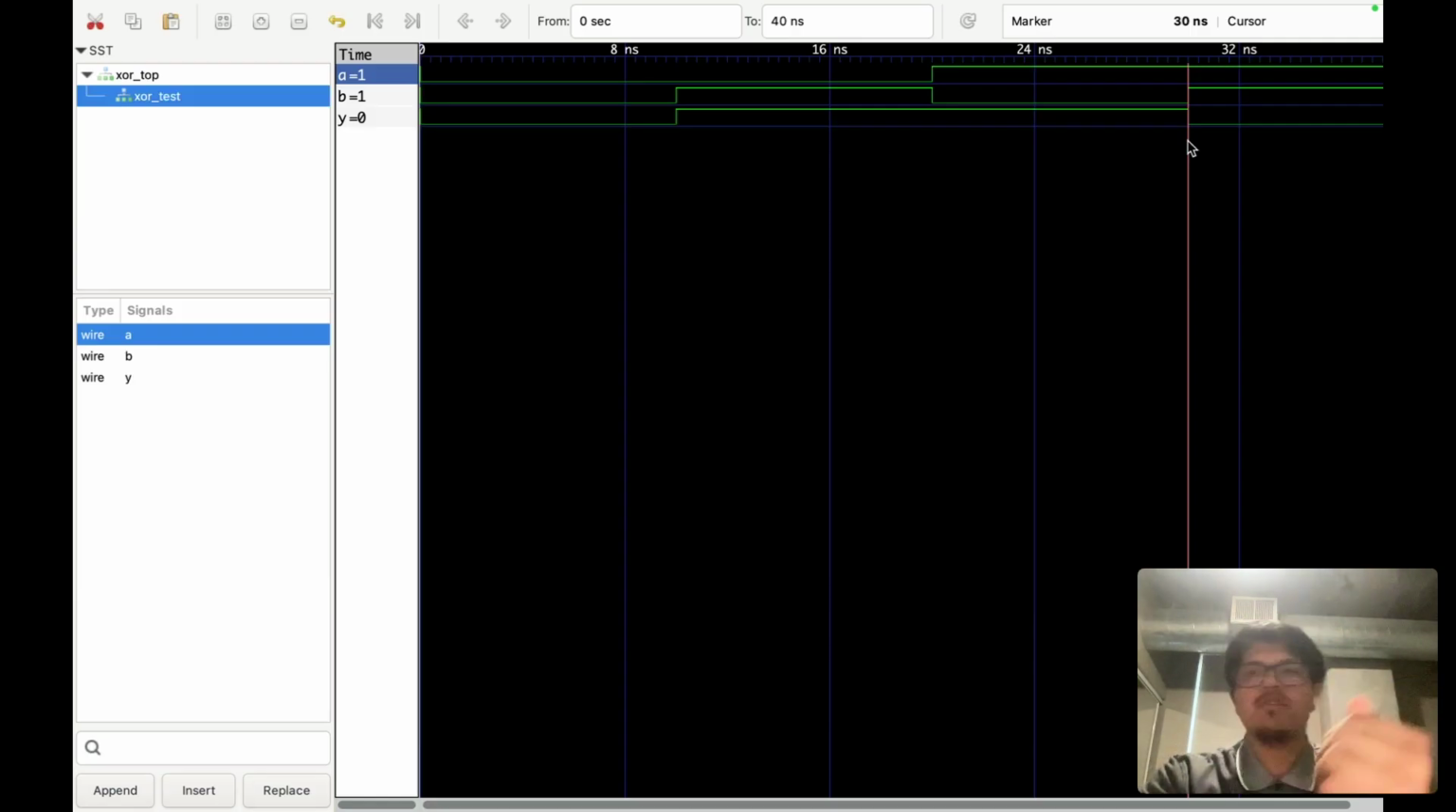So A has to equal 1 and B has to equal 0 in order for the Y output to be 1, or vice versa. Or else we see here that if the inputs are the same value, then the output is 0 or false.